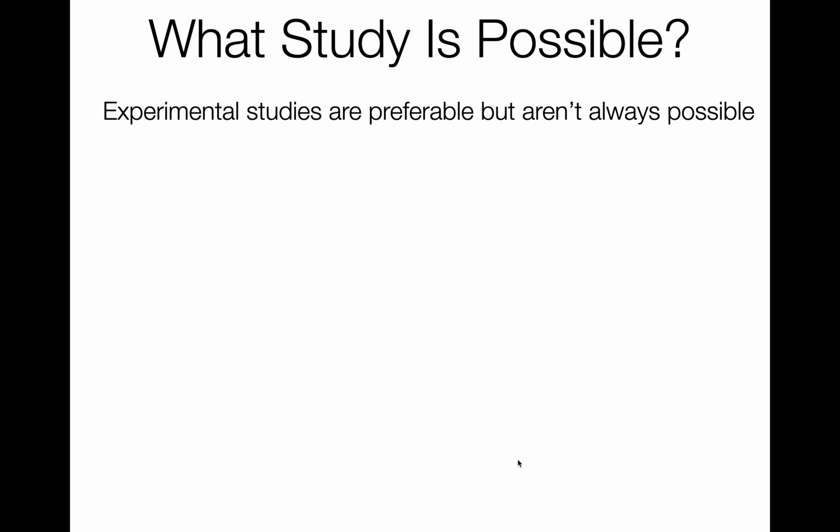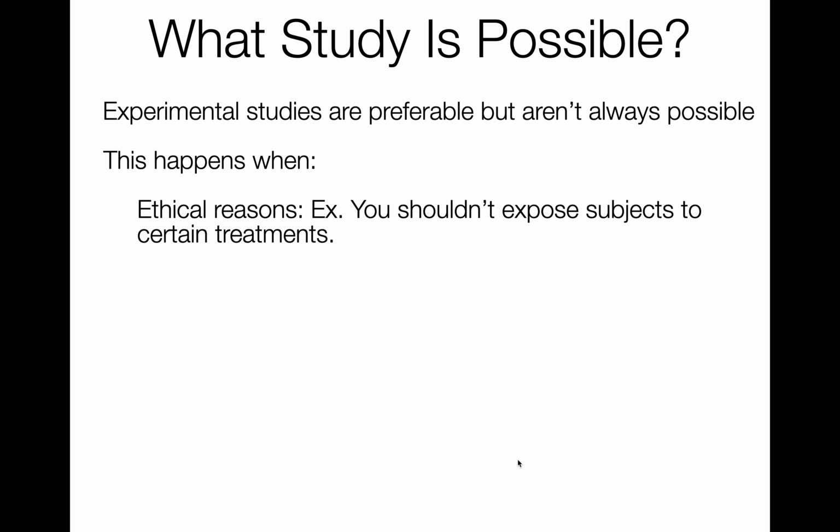When we look at a question, we have to try to understand what kind of study is possible. So certainly an experimental study is preferable, but it isn't always possible. It's the best that we can do, so to speak, but sometimes the best doesn't exist. So when does this happen where we can't do an experimental study?